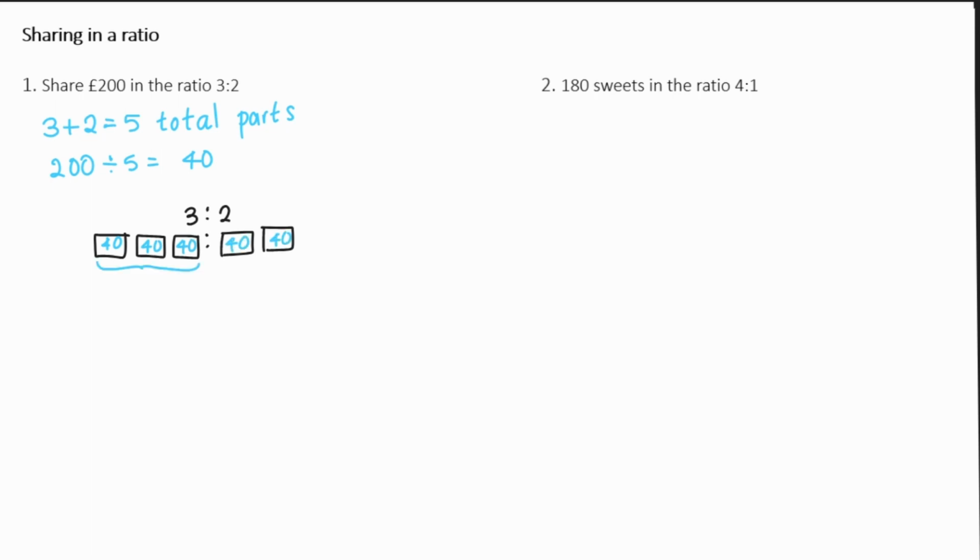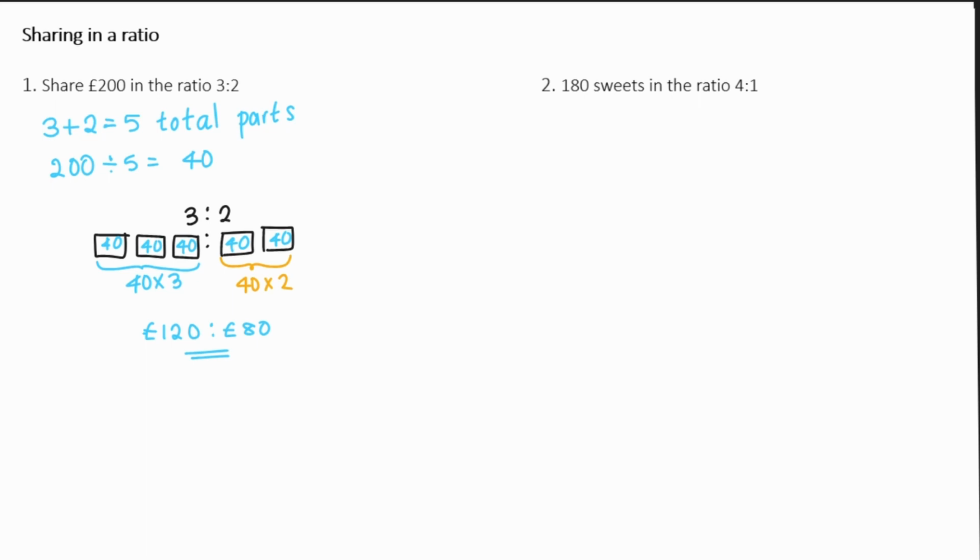So in order to find how much the first one is, we are going to have to do 40 multiplied by 3. And for the second one, we will do 40 multiplied by 2. 4 times 3 is 12, therefore 40 times 3 will be 120. And 4 times 2 is 8, therefore 40 times 2 will be 80. So we are going to write this in the form 120 to 80. And because we were sharing pounds, we will put the pound sign before our numbers. So £200 shared in the ratio 3 to 2 is £120 to £80.